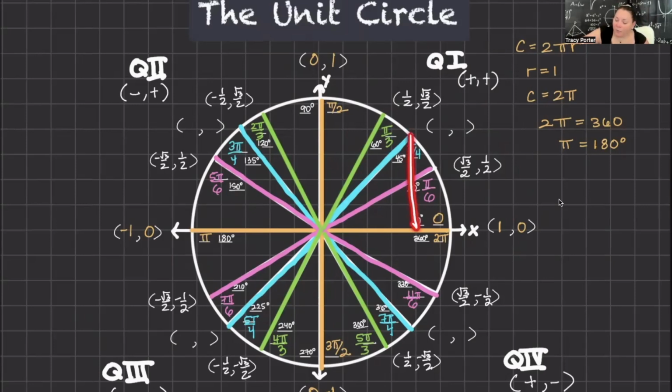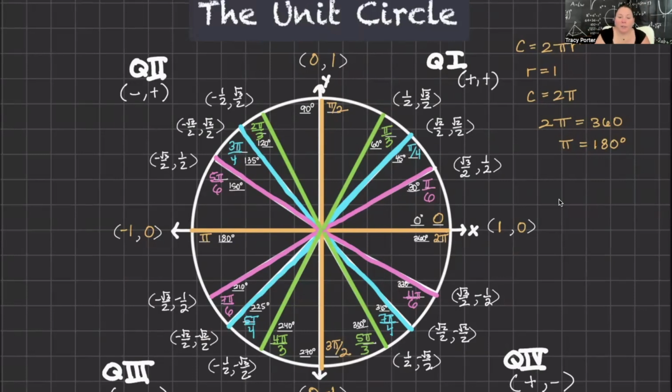And then you have your pi over 4s. This comes from a 45, 45, 90 triangle, which we also go over in a different video. So this is going to be square root of 2 over 2 when you rationalize the denominator. And so these ones are easier because the x and the y are the same. So when we reflect them, you just have to watch the signs. And then finally, this one. Okay, and so that completes your unit circle.